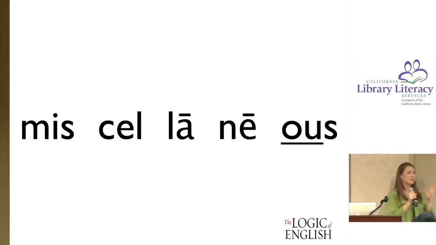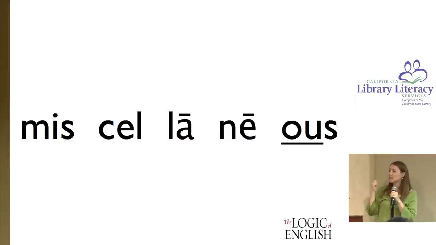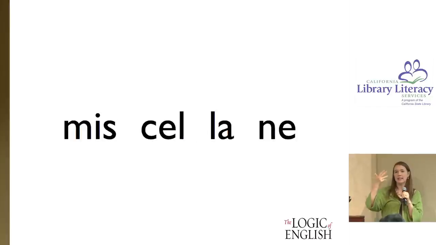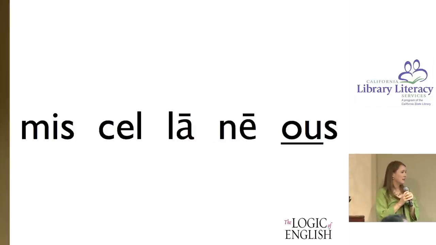All right, this is my favorite word. Miscellaneous. Now, many of you are good spellers, so let's see. I want us to think about this all together before you write it. Let's sound it out. Miscellaneous. How many syllables? One more time. Miscellaneous. Five syllables. Let's sound out each syllable.